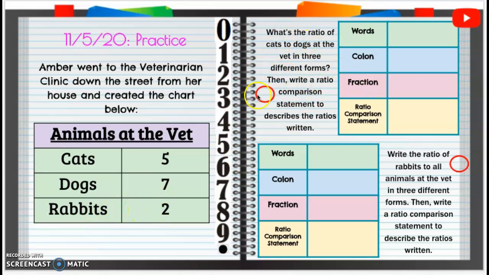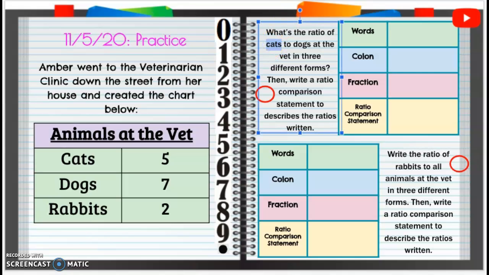All right, so over here, there's 2 parts here. This top part says, what is the ratio of cats to dogs at the vet in 3 different forms? Then write a ratio comparison statement to describe the ratios written. All right, so it says, what is the ratio of cats to dogs?